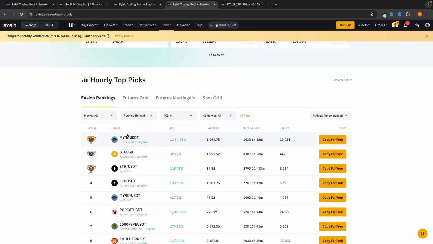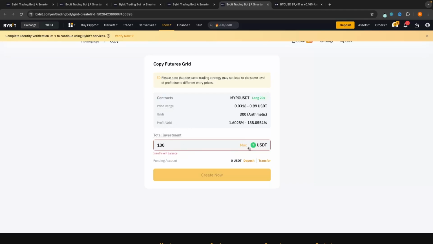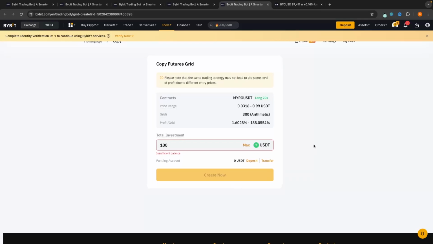So once again, if you like the look of any of these, you can just click on copy for free. It's then going to take us over to this screen, show us the price range, what type of bot this is, the profit grid, everything that we need to know so we can enter in the investment, click on create now, and then we can copy that specific bot. So that is my tutorial on the Bybit trading bot.